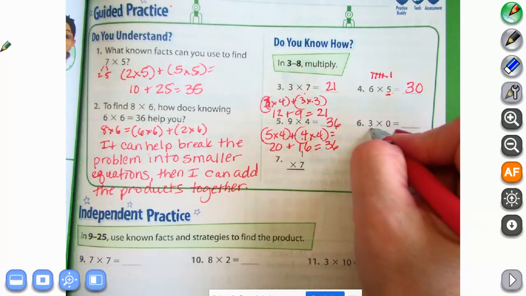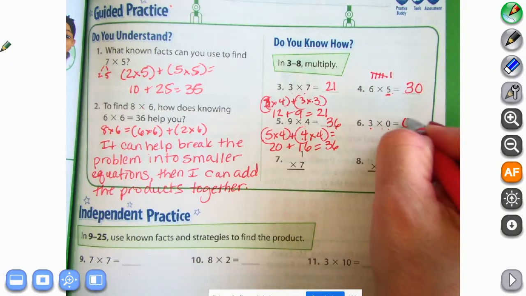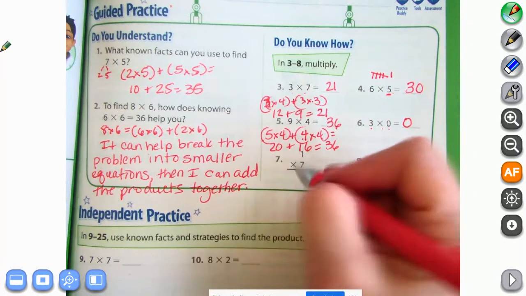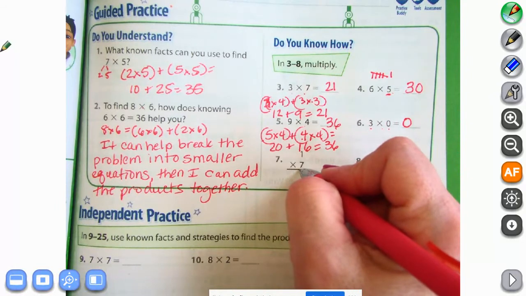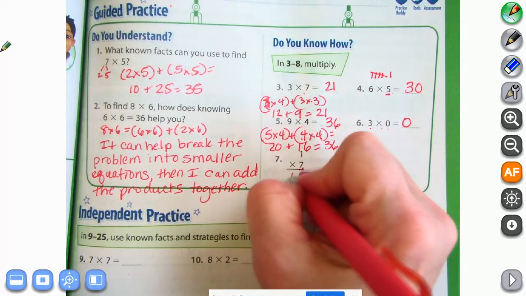All right, we're moving over to number 6. 3 times 0, we know that one. The zero property says anything times 0 is 0. Number 7, the identity property says any number times 1 is that number. 1 times 7 is 7.